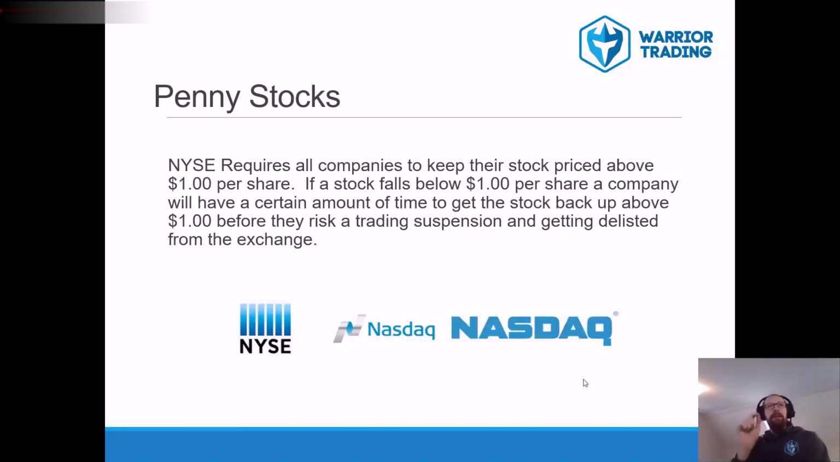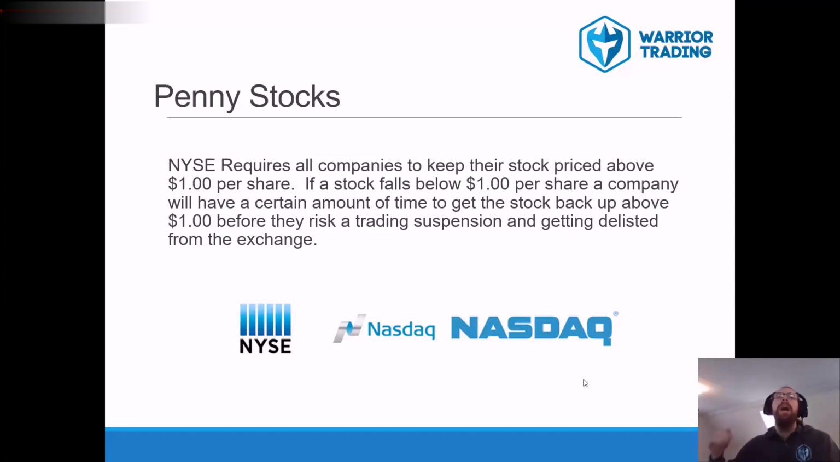All right, now the NYSE requires all companies to keep their stock priced above $1 per share. If a stock drops below $1 per share, they'll be given a delisting notice, and they'll have a certain amount of time to get the stock back up above $1 before they risk having their shares suspended from trading and getting delisted from the exchange. NYSE can say you're off the exchange. NASDAQ, NYSE, they can say you're out. You no longer meet the minimum listing requirements, and you're off the exchange.